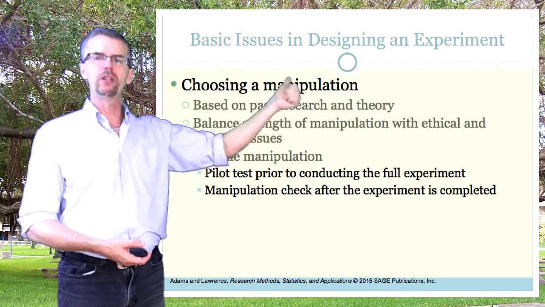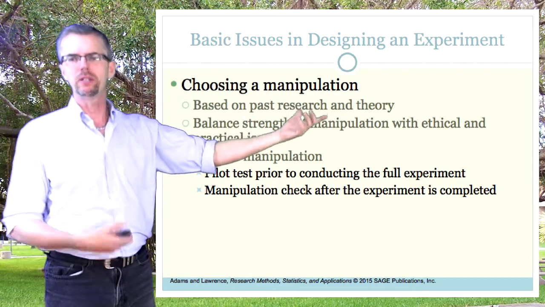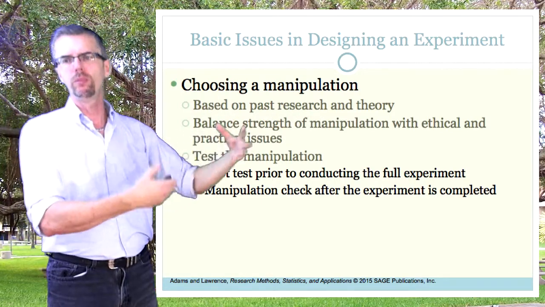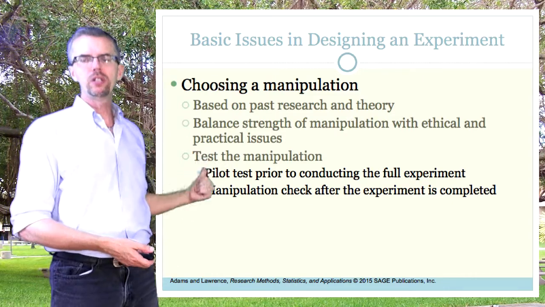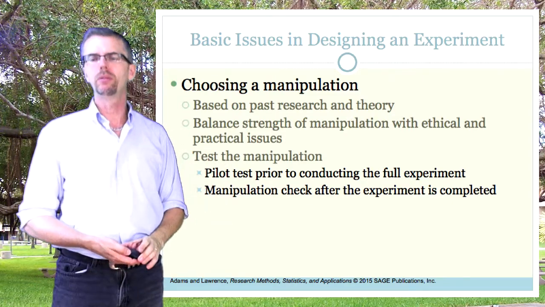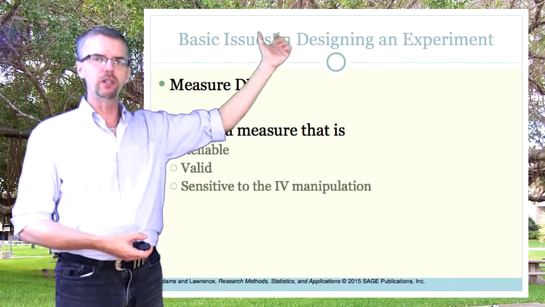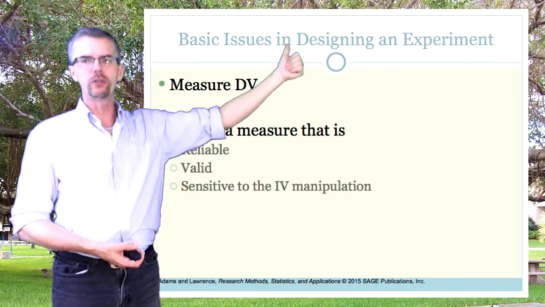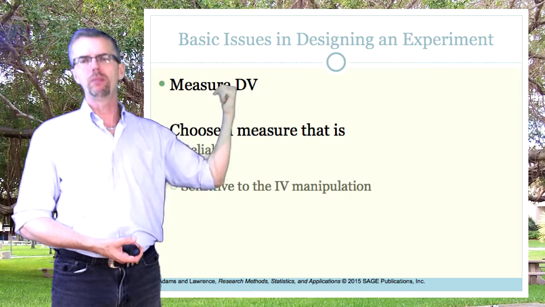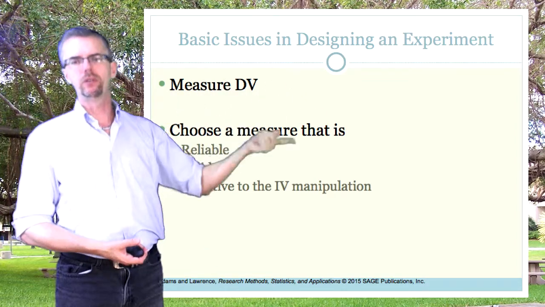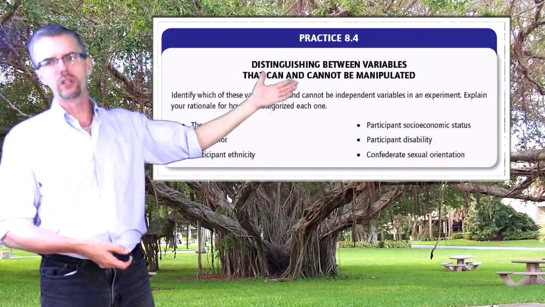How to choose your manipulation: you would base it on past research and theory, you would balance the strength of manipulation with ethical and practical issues, and then you would test the manipulation in a pilot test to make sure that it's going to work before you do the full-blown, very expensive, high resource demands experiment. Manipulation can be checked after the experiment is completed on your pilot test. Once you've designed the manipulations for your independent variable, that is when you measure your dependent variable, and you want to choose a measure that is, as we've studied in previous chapters, reliable and valid, and also sensitive to the independent variable manipulation.